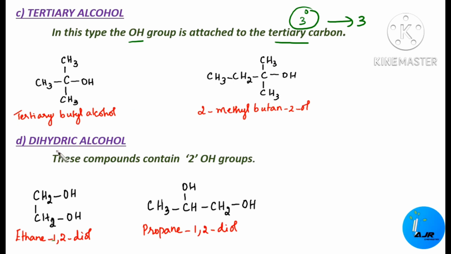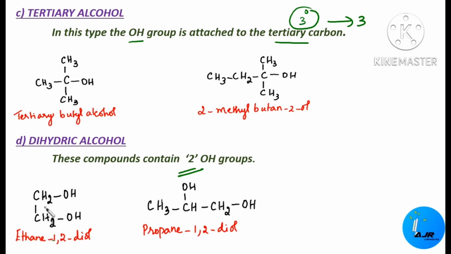Now we are moving to the next category, that is dihydric alcohol. What do you mean by dihydric alcohol? See, these types of compounds will be having 2 OH groups. Understood, students? So now look at this example. CH2, CH2, OH, OH. We are having 2 OH groups. Is it not so? This is an example for dihydric alcohol.